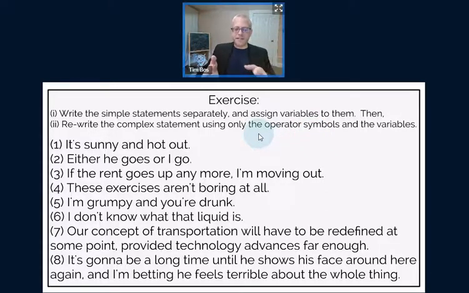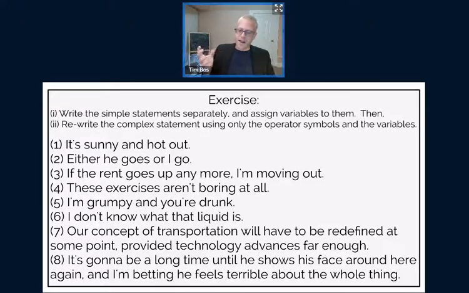So if you were to do the exercise how I said it, for number 1, it says write the simple statements separately and assign variables to them. So for that, I would do something like this: these exercises are boring, and I'm going to say that equals B. These exercises are boring equals B. That's what I would have done for the first part: write the simple statements separately and assign variables to them.